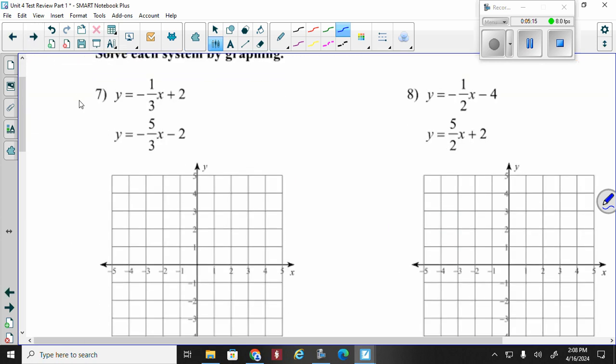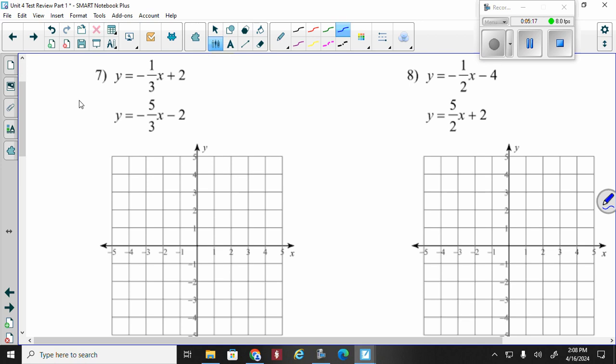All right, question number 7, solve each system by graphing. Now, since both 7 and 8 are exactly the same, I'm just going to go ahead and solve for 7 and give you the answers for 8. So first off, I got to graph this top equation, which is plus 2, going down 1 over 3, 1, 2, 3, and I'm going to draw my line.